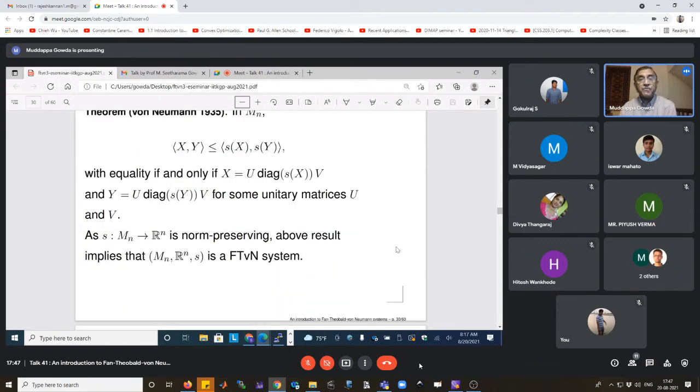Now, as before, we can use this result of von Neumann and verify that the triple (M_n, R^n, s) is an FTvN system. So, at this stage, we have seen the results of Fan, rather of Richter, Theobald, and von Neumann, and all of them say that certain conditions hold. And this is the motivation for me to introduce the definition of an FTvN system.